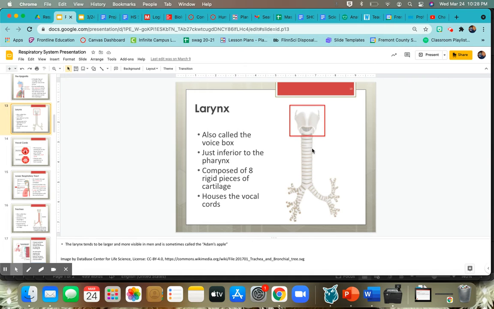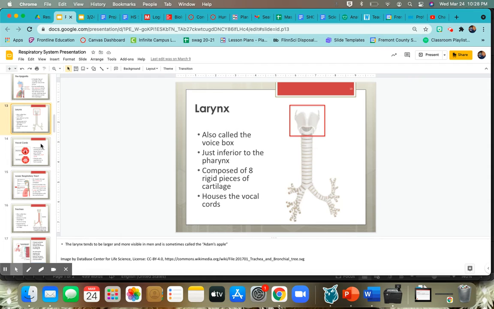Inside of that cartilage, you can see them right here in the darker gray, are our vocal cords. You also may hear this called the Adam's apple in men, just because the larynx for men tends to be larger than it is for women.